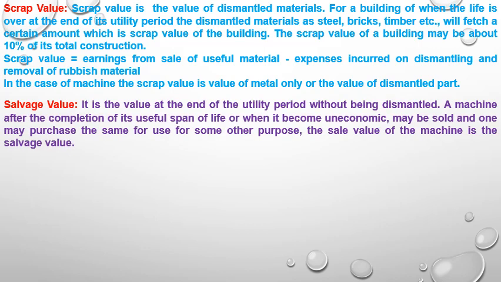Next is salvage value. It is the value at the end of the utility period without being dismantled. For example, a machine after the completion of its useful span of life, or when it becomes uneconomic, may be sold and one may purchase the same for use for some other purpose. The sale value of the machine is the salvage value.